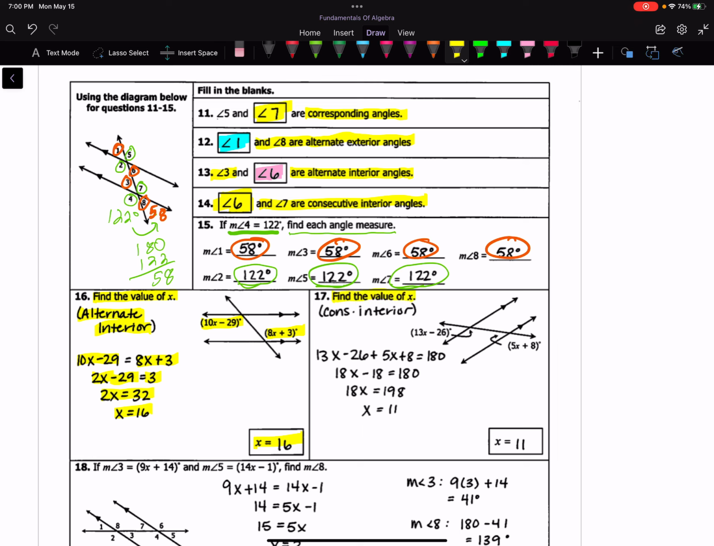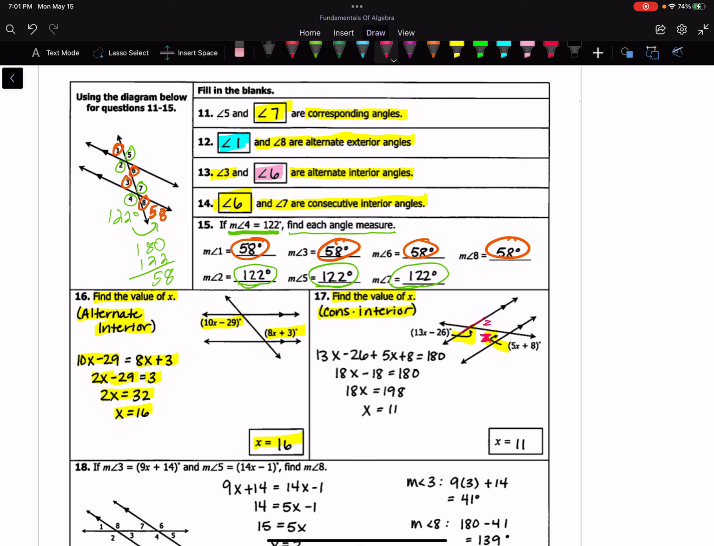Number 17, find the value of x. Now, notice these arrows. I think some people got confused. That means that we're talking about these two interior angles, and they're consecutive interior. Consecutive interior angles add up to 180, because if you think about it, let's take a look at this one. Let's just call him angle Z. If he's Z, his alternate interior partner is also Z.